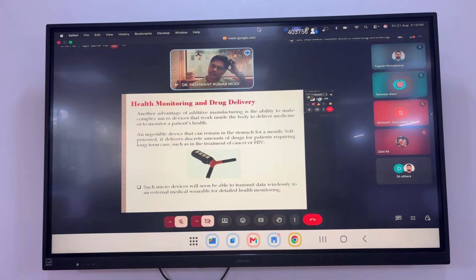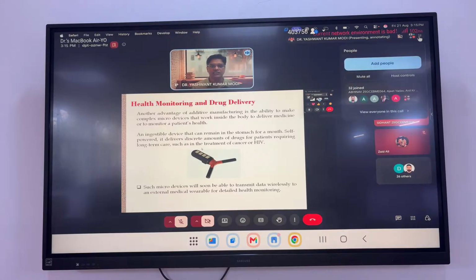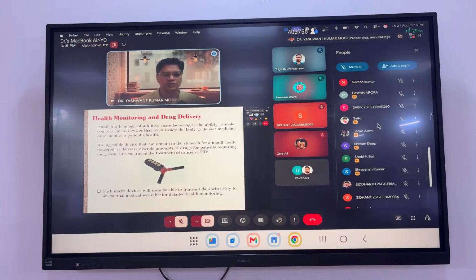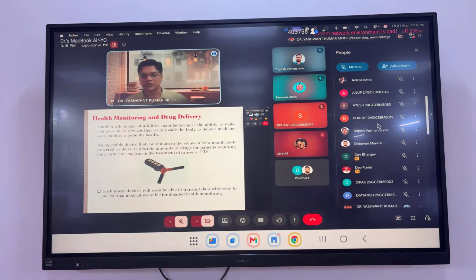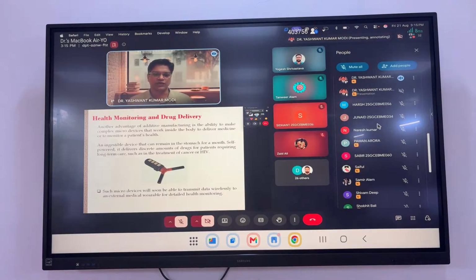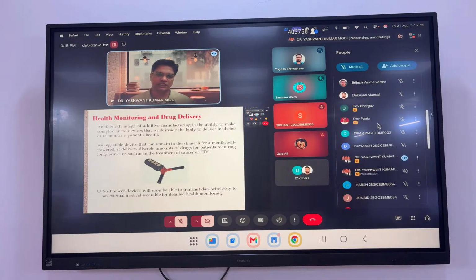Okay, here is a health monitoring and drug delivery example of this specific area. Another advantage of additive manufacturing is the ability to make complex micro devices that work inside the body to deliver medicine or to monitor a patient's health. An ingestible device that can remain in the stomach for a month, self-powered, delivers discrete amounts of drugs for patients requiring long-term care, such as in treatment of cancer or HIV. Such micro devices will soon be able to transmit data wirelessly to an external medical wearable for detailed health monitoring. Right.